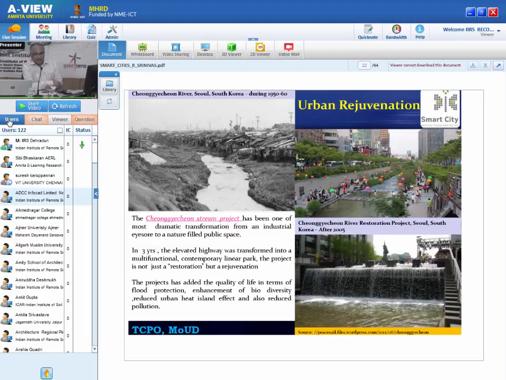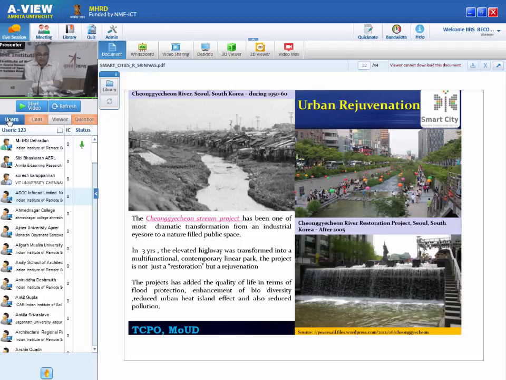And for example, if you see in our context, the Yamuna River, how that river has been transformed into a dead river, where in the peak summer season it looks like a big nala, where, of course, now a lot of efforts are being made to rejuvenate the river. And now this river restoration project has actually added to the quality of life in terms of flood protection, enhancement of biodiversity, reduced heat island effect, and also reduced pollution.